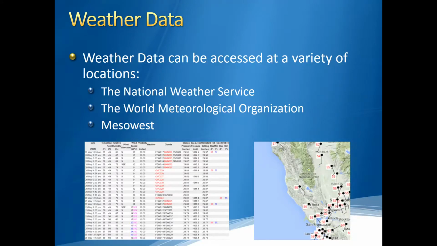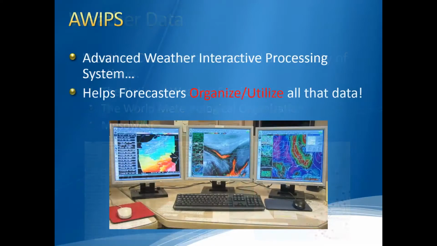Now, once you access that weather data, you want to be able to conveniently view it. And there's actually a few tools available for meteorologists to do this. The first one is called the Advanced Weather Interactive Processing System, or AWIPS. This is basically a workstation that meteorologists have available to them that allows them to process and to also visualize data.